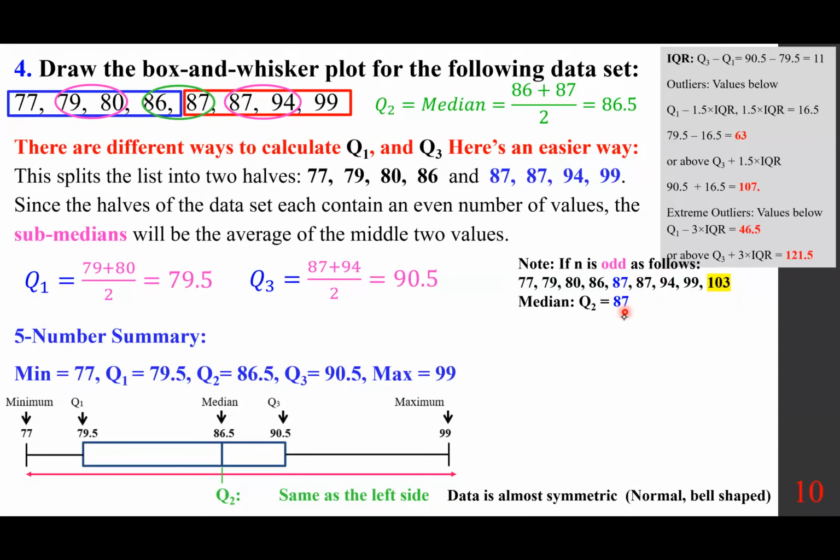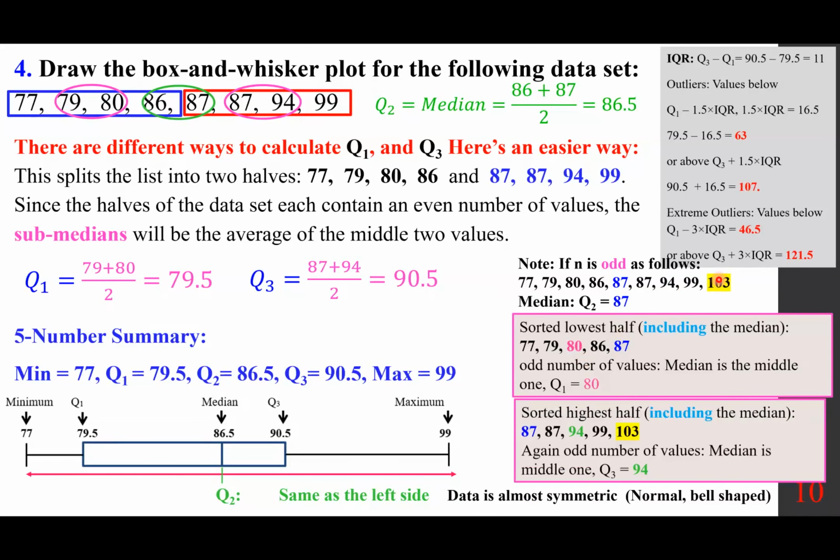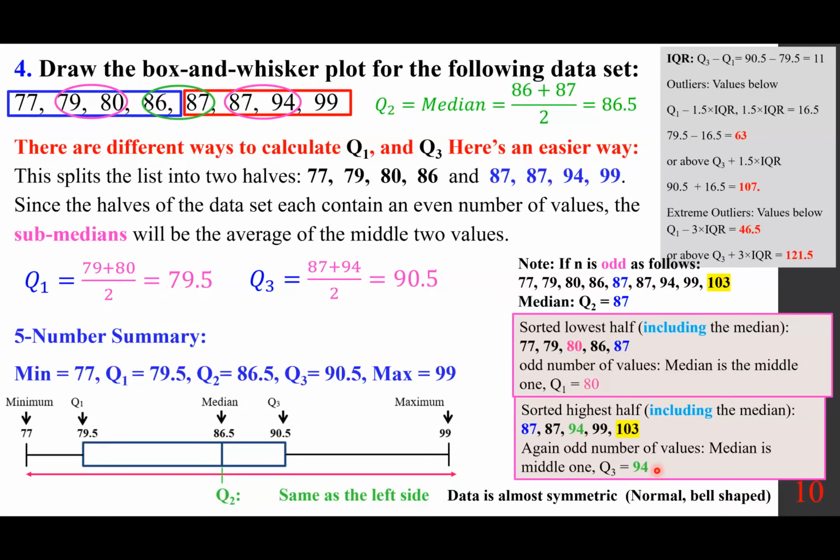What about Q sub 1 and Q sub 3? Here's an interesting methodology, 2 ways. Sorted lowest half, including the median. If you include the median as part of the bottom half, that becomes Q sub 1. And if you include it as part of the top half, 94 is the middle of the data, becomes Q sub 3. In some cases, they don't include that. So there are different methodologies. I wanted to mention that again.